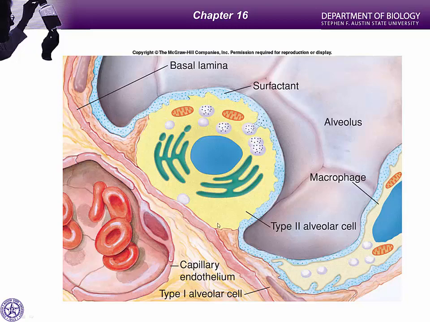Here they're showing the giant type 2 pneumocyte and the surfactant, how it's coating the surface. But we're only going to have about that 0.3 micron distance for oxygen and carbon dioxide gases to diffuse across. This just shows you some of the players, and again, not a very good job on the scale.